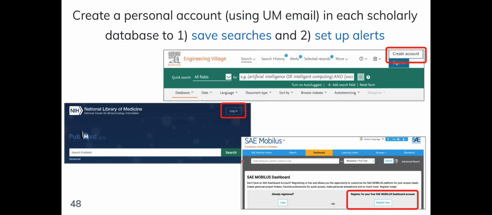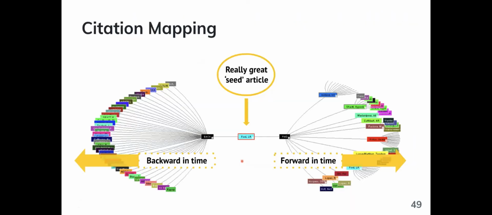Also, I just wanted to highlight that these are screenshots from different databases that show the different ways that you can create a free personal account in the database, and then you can save searches and set up email alerts to automate this process for yourself a little bit. And I'll again show you how to do this. And then finally, citation mapping is something you can do in these databases. So once you have a good article to begin with, the databases help you move forward and backwards in time.